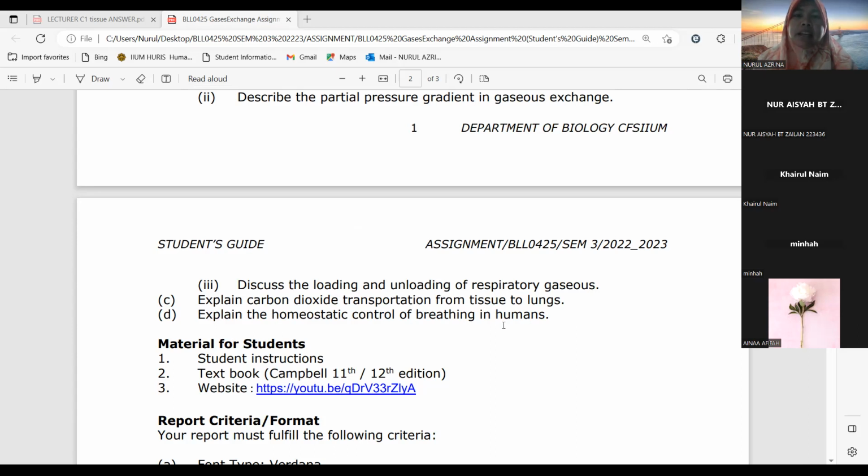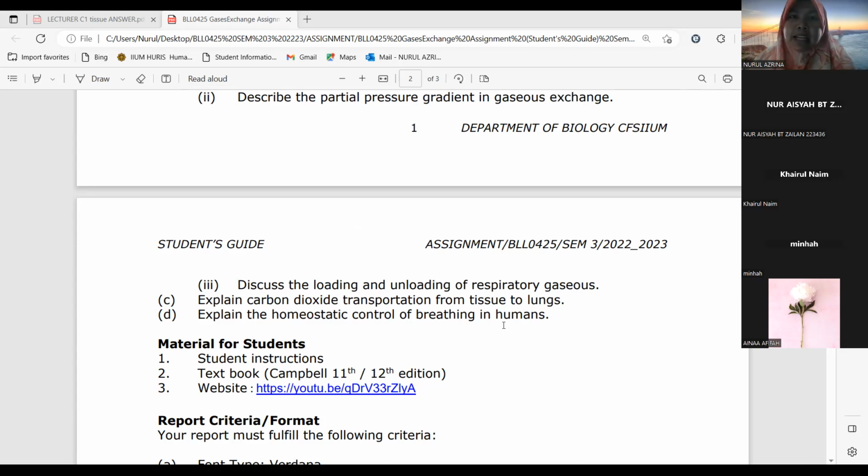Kenapa kita tak boleh inhale sampai 3 minit ke 1 minit ke kan? Tak boleh. Sampai satu tahap, we have to exhale. What is the mechanism, or what we call as homeostatic control of breathing in human? What happens to our rib cage? Apa yang menyebabkan bila kita inhale, our rib move upward and forward.